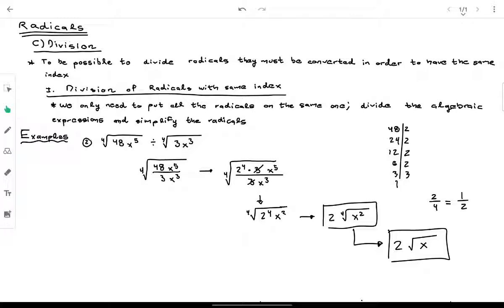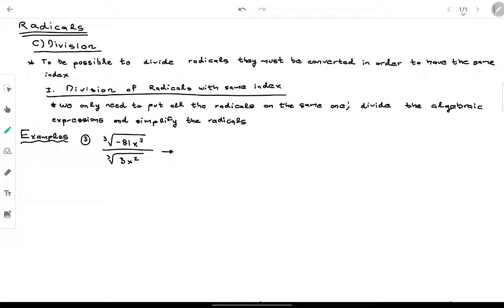Let's see another example. Of course, we can put it in a single cubic root, and it's going to be minus 81x to the 7 divided by 3x squared. So let's decompose the 81. The 81 is 3 times 27, 3 times 9, 3 times 3, 3 times 1. First we can take out the minus sign because it's an odd root of a negative number. So it's going to be 81x to the 7 divided by 3x squared.